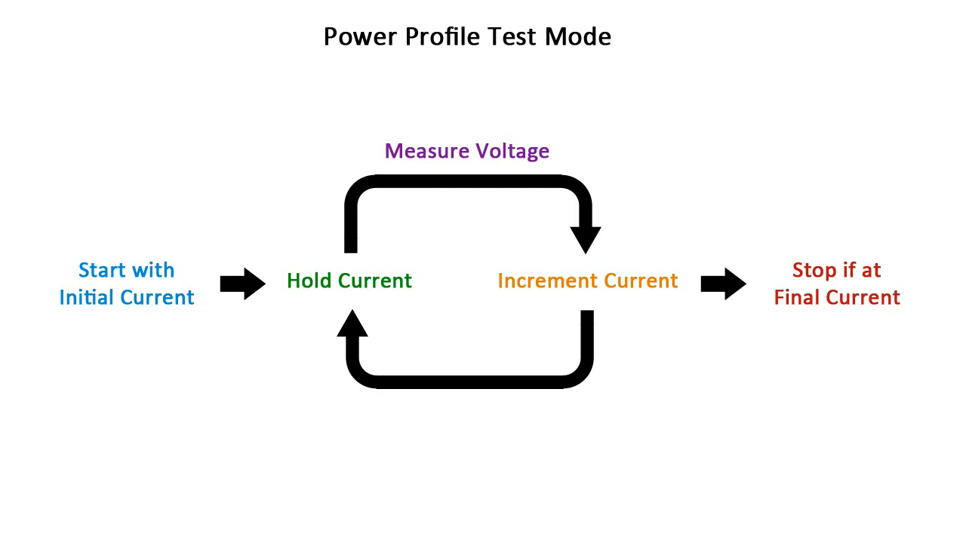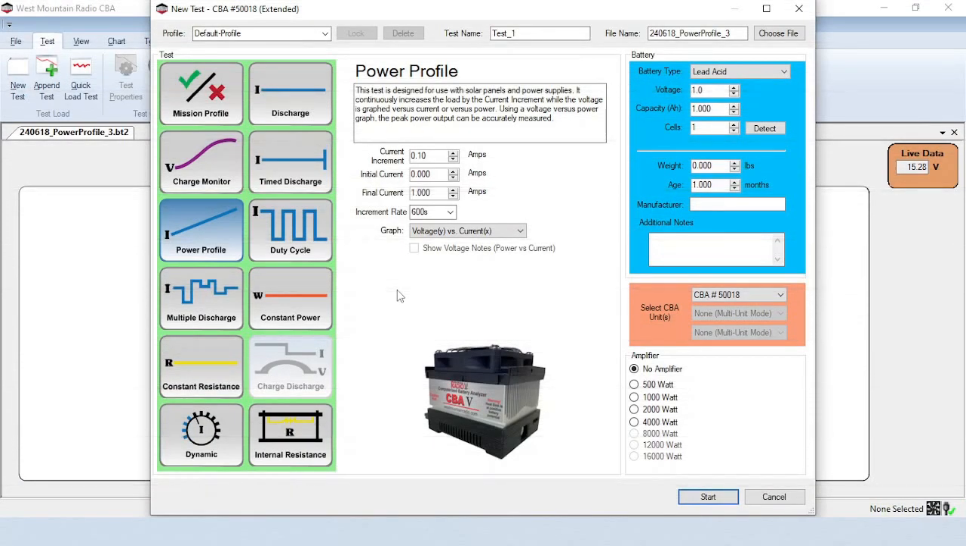This process of increasing the load current while measuring and graphing the output voltage can be used to characterize power supplies, batteries, or solar panels to determine their maximum power output. Let's look at how to set up a test using the Power Profile mode. The Power Profile test includes some important programmable test parameters.